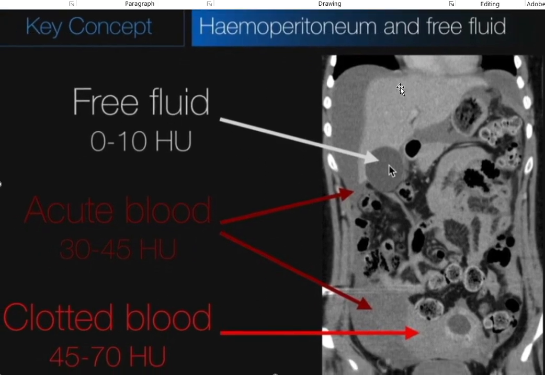So this is our case, and this was the exact HU here. Here we can see this is the fluid. Fluid is 0 to 10. Whatever hemoperitoneum was there, it was showing it is nothing but acute blood, 30 to 45, and this is the clotted blood, 45 to 70.